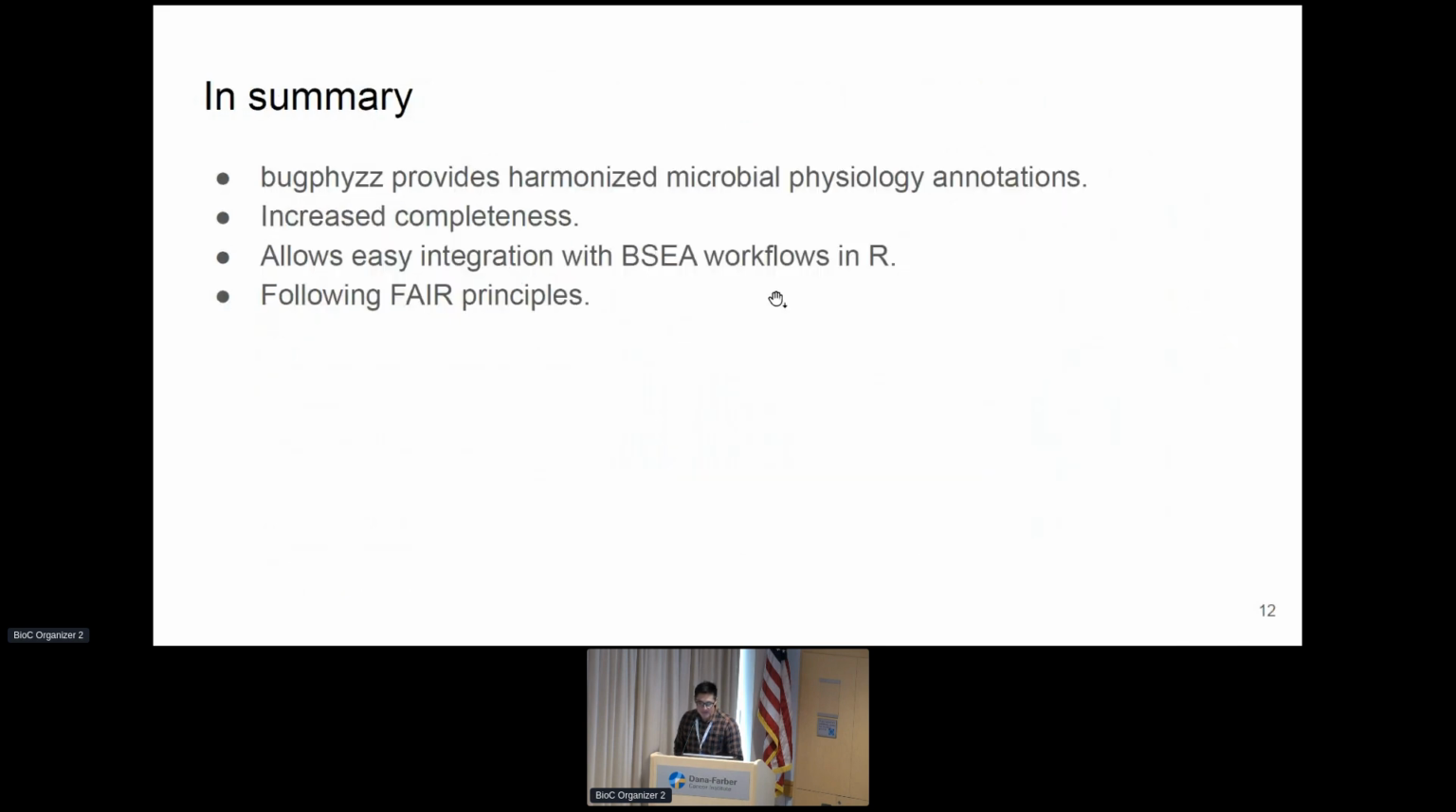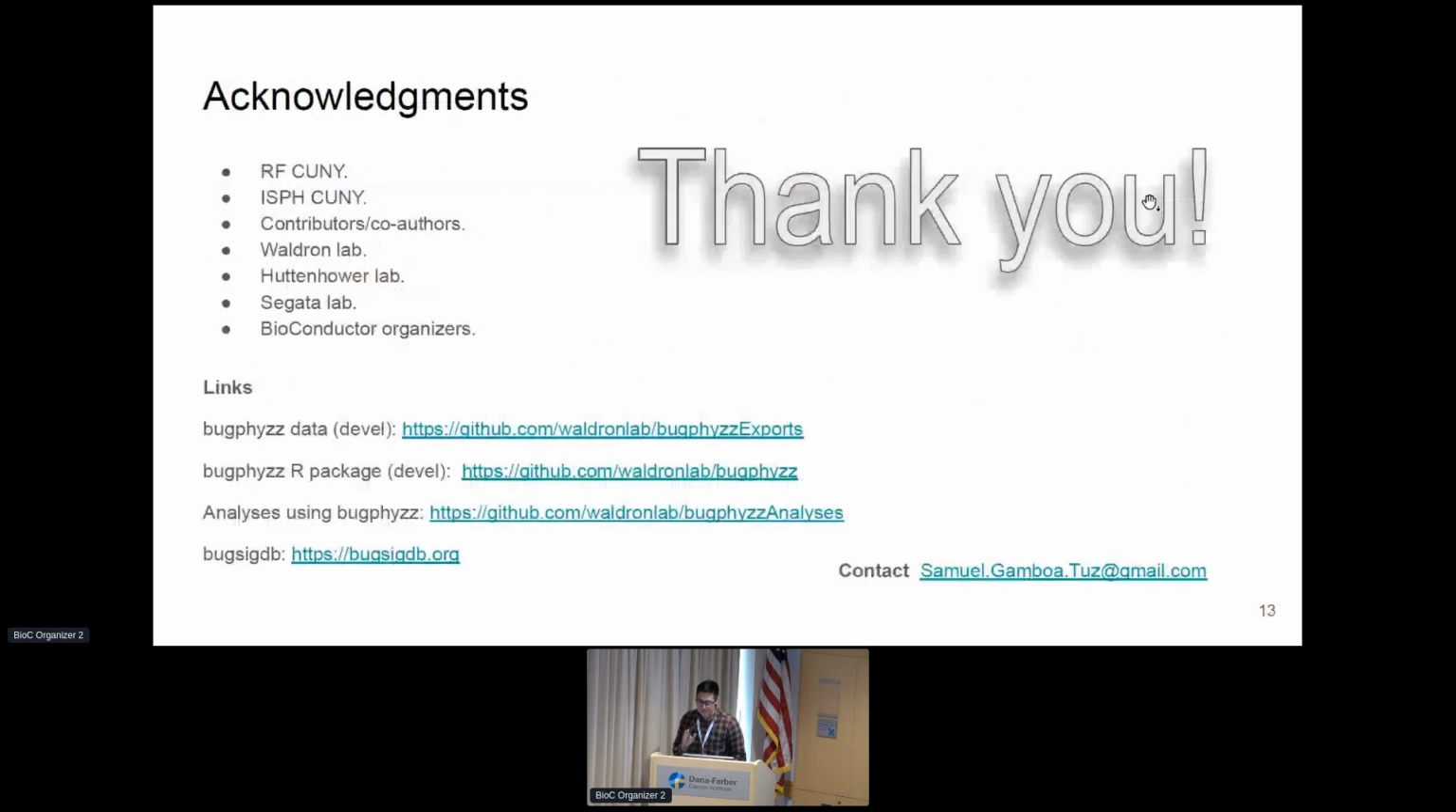So in summary, BugFix provides harmonized microbial physiology annotations. We provide an increased completeness of these annotations with different taxonomic ranks. And we expect this will allow an easy integration with enrichment workflows already existing in R and outside of R with the GMT files. And this will try to abide by the FAIR principles for data sharing. Yeah, and that's it. Thank you, everyone. And some links there, in case you are interested.